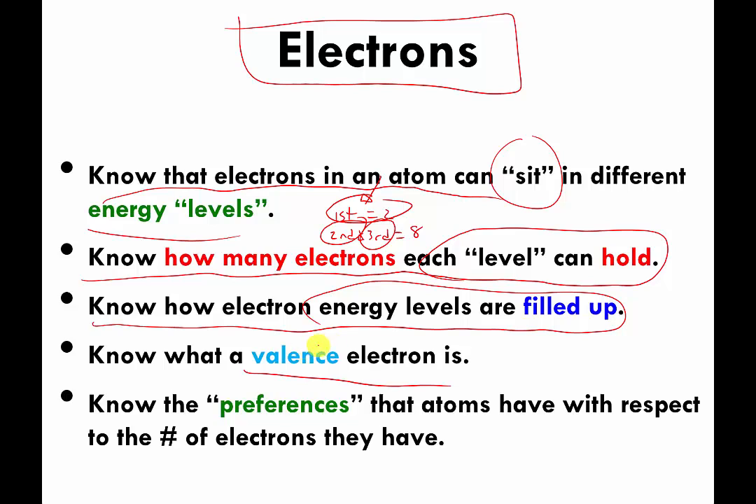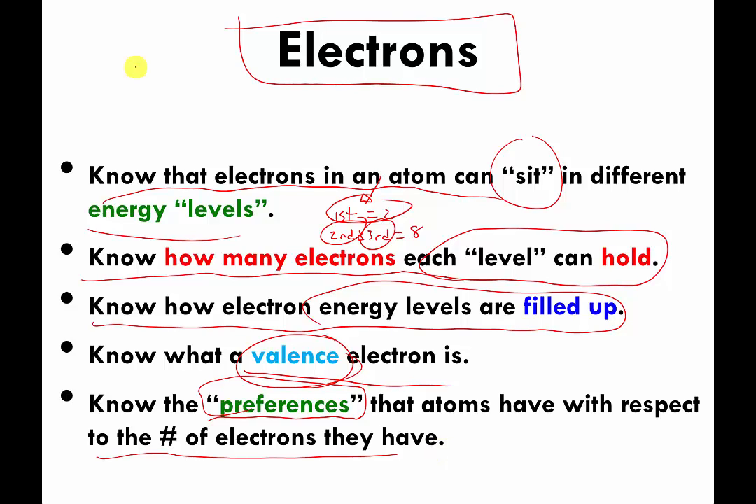You should know what a valence electron is. That is an electron in the outermost energy level. And you should know this rule that we were going over and over again for a half hour, the preferences that atoms will have with respect to the number of electrons they have. In other words, atoms prefer not to have partially filled outermost energy levels. And if they're given the opportunity, they will do something to fix that situation, either by stealing electrons, sharing electrons with other atoms, or giving electrons away. And you can use that information to figure out what charge different atoms have under many different circumstances.